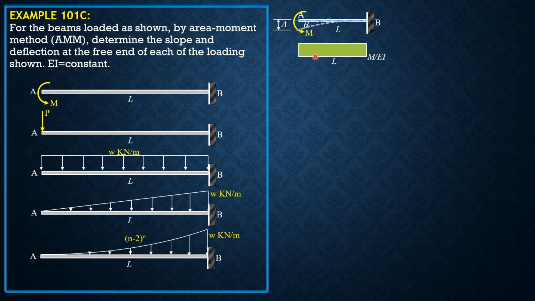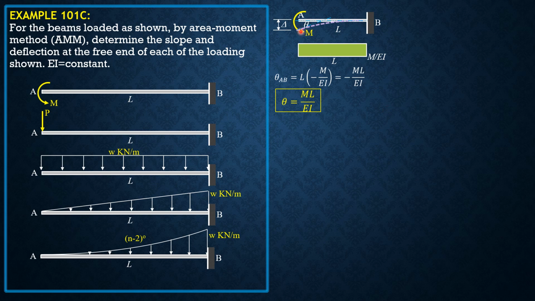So for theta AB, it is the area between A and B. Theta AB is equal to length times negative M over EI, so it is negative ML over EI. The negative sign means that the tangent at A, which is inclined upward relative to the tangent at B, is rotated clockwise. Clockwise rotation is negative, but the slope at the free end is positive because it is inclined up to the right. Therefore, in general, theta is ML over EI.